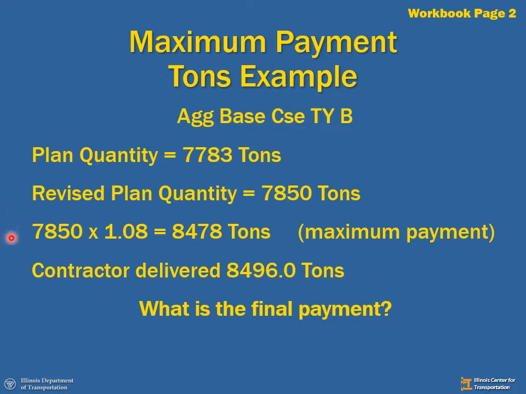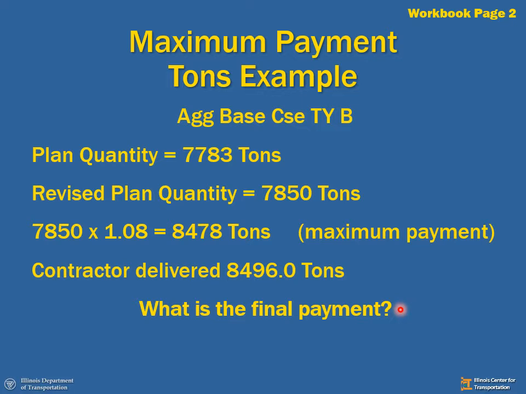To calculate our maximum payment, we take our most accurate theoretical quantity, our 7,850 tons, times the max pay percentage for that item. If we were to look on page A15 for aggregate base course type B, we would see the maximum payment is 108%. Expressed as a decimal, that'd be 1.08 times our most accurate theoretical quantity gives us a maximum amount we can pay for of 8,478 tons. The contractor delivered by weight tickets 8,496 tons. What would be the final payment to the contractor?